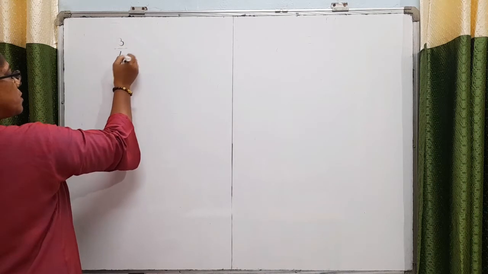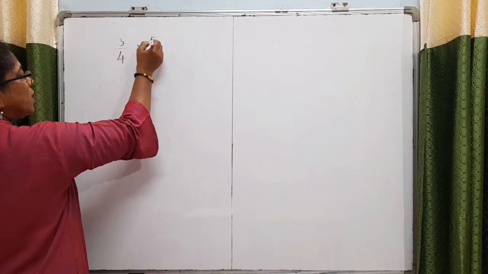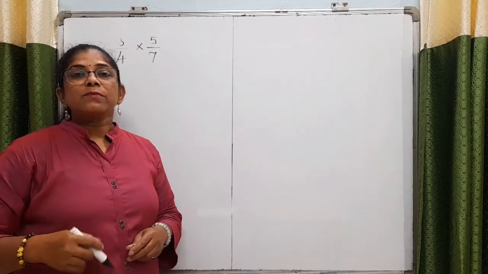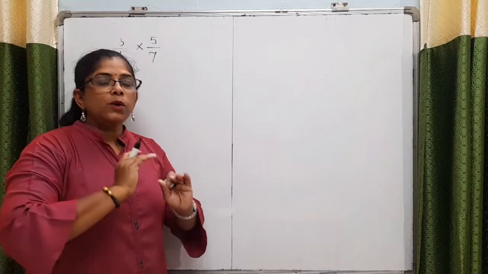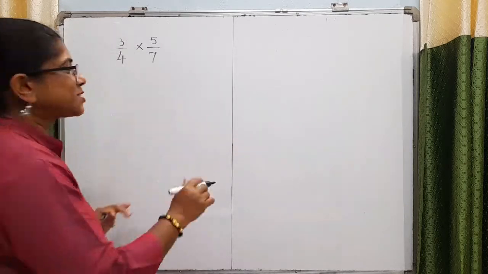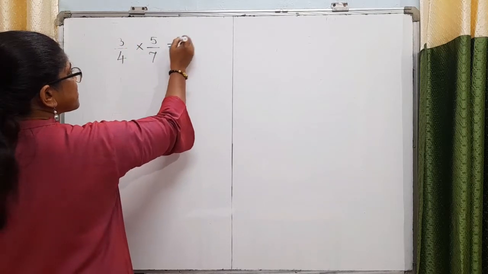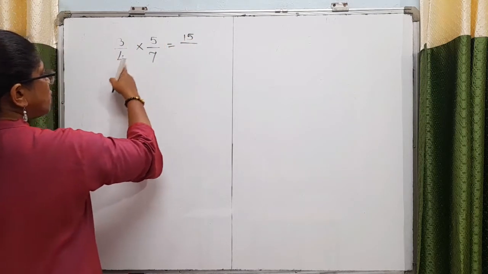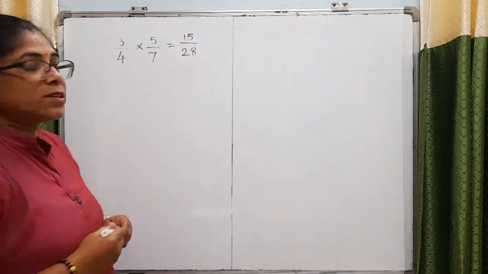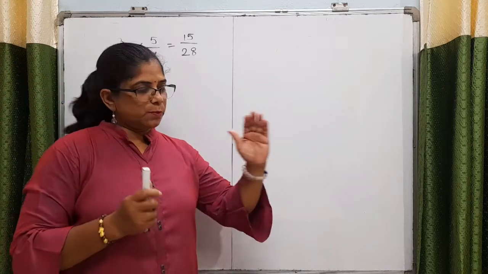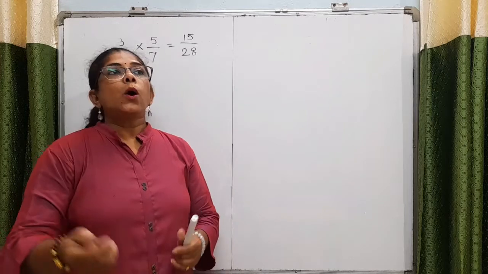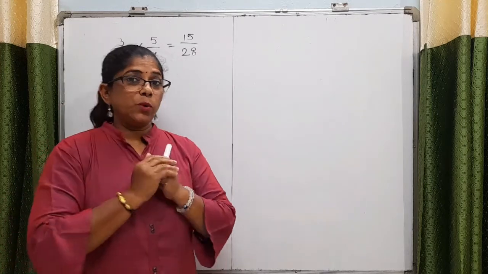3 upon 4 into 5 upon 7. So how to multiply the fraction? Here straight away you have to multiply the numerators and denominators. That's it. 3 5s are 15. 4 7s are 28. This is first simple rule what we have to follow. Just multiply the numerators and denominators. Your answer is ready. Okay. Now one more rule I'll explain.